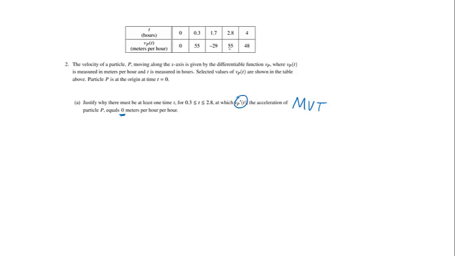I notice that at 2.8, v sub p is 55, and at 0.3, v sub p is also 55. So I know that if I find that average rate of change, or the slope, I'm going to get 0. So I'm going to go ahead and get my problem set up. For the mean value theorem, we must state that the function is continuous and differentiable. Because it said it's differentiable, I'm going to say, since v sub p is differentiable, it also must be continuous. Okay, so I'm getting that out of the way.